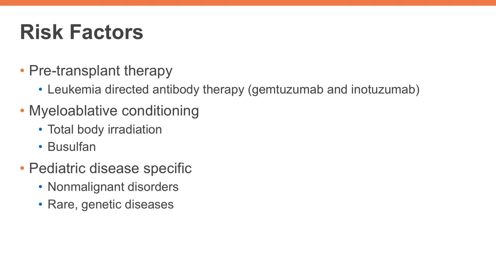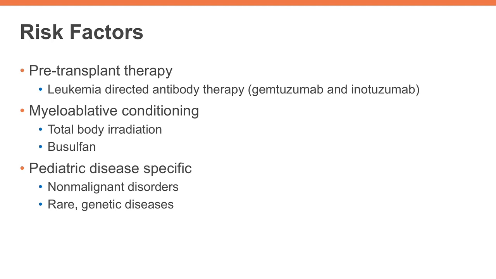And so in recent years, we've been thinking about the pre-transplant therapy and how that affects patients. In the hematologic malignancy population recently, we're thinking specifically about directed antibody therapy, such as gemtuzumab and inotuzumab, increasing the risk. We also think about transplant-related risk factors such as myeloablative conditioning regimens. In general, myeloablative conditioning regimens are used more frequently in children than in adult patients, including the backbone of many regimens, including total body radiation for children with certain hematologic malignancies and some non-malignant disorders, as well as busulfan.